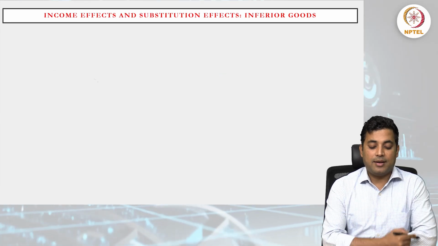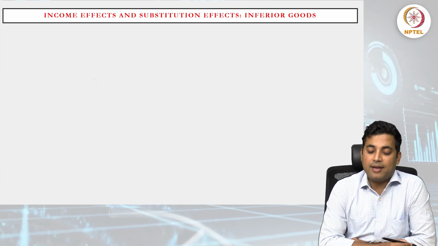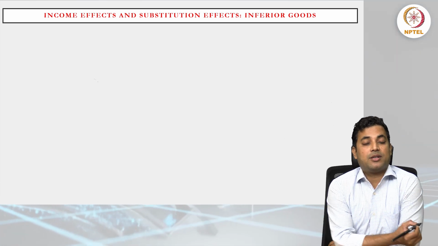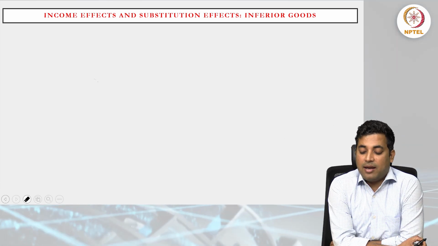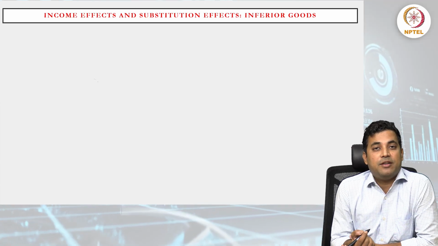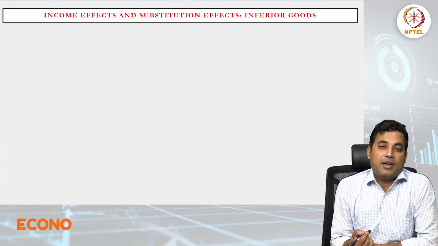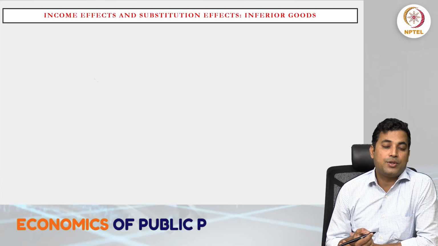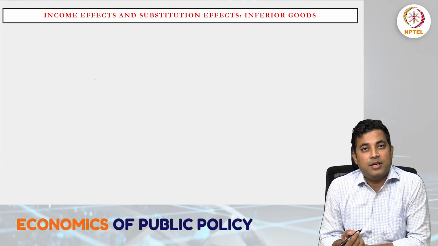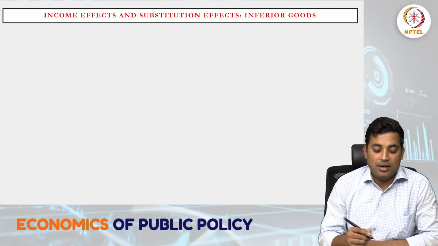So now let's move to the next case. What happens with the income effect, price effect and substitution effect in the case of inferior goods? By definition, inferior goods are those goods whose demand decreases as individuals' income increases.